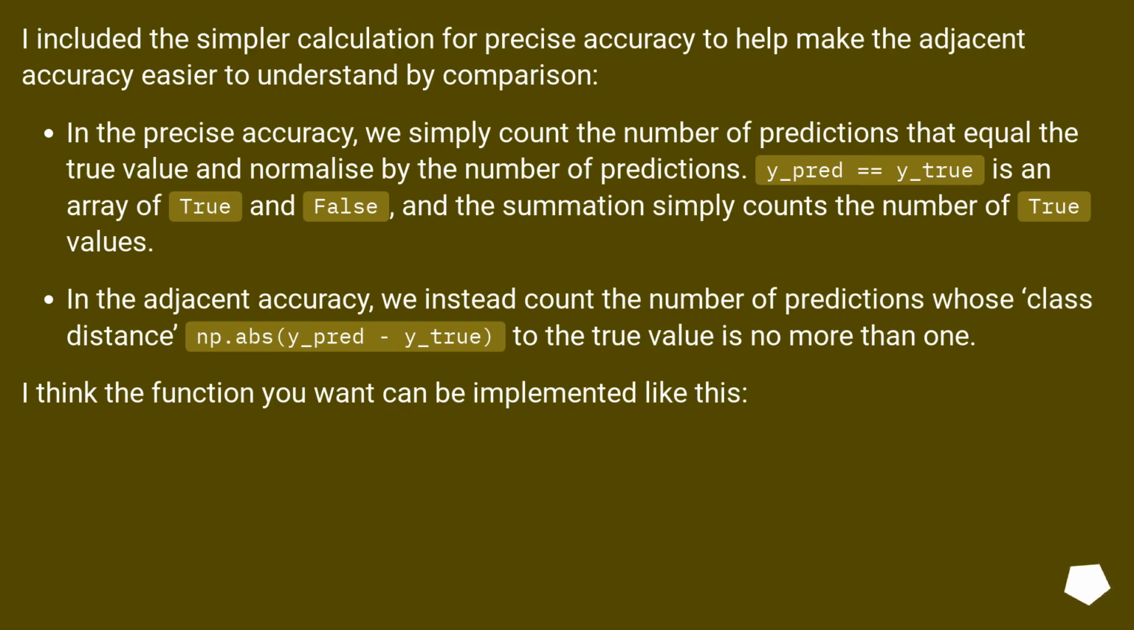I included the simpler calculation for precise accuracy to help make the adjacent accuracy easier to understand by comparison. In the precise accuracy, we simply count the number of predictions that equal the true value and normalize by the number of predictions. y_pred == y_true is an array of True and False, and the summation simply counts the number of True values. In the adjacent accuracy, we instead count the number of predictions whose class distance, np.abs(y_pred - y_true), to the true value is no more than 1.